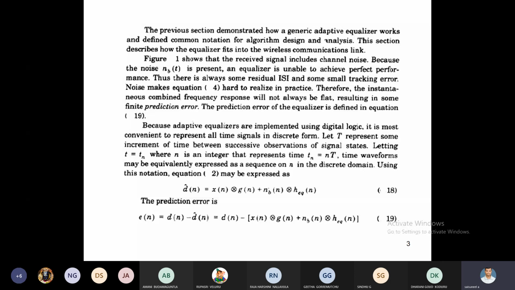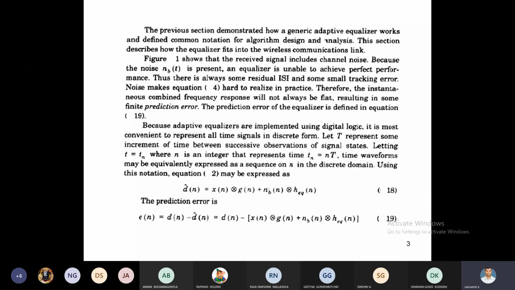Let small t equal nT, where n is an integer. From figure 1, the output of the equalizer, d cap of t, we replace t by n. So d cap of n is equal to x of n convolved with g of n, plus NB of n convolved with h_EQ of n. We already discussed this as equation number 3 in the first topic of today's session.